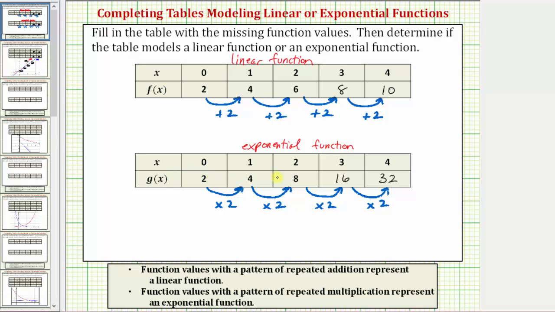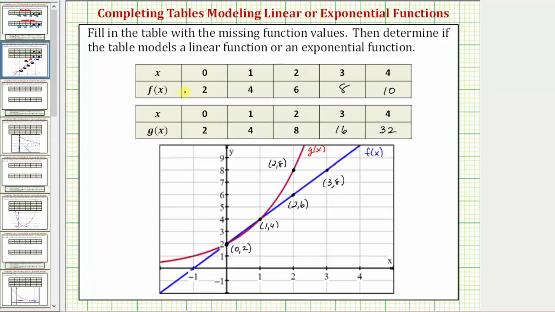Before we go, let's look at this graphically by plotting several points of f of x and g of x on the same coordinate plane, and then sketching a graph for both. So if we were to plot the first 4 points in the table for f of x, it would be these 4 points here. Notice how if we connect the points, the graph is a line, which verifies f of x is a linear function.